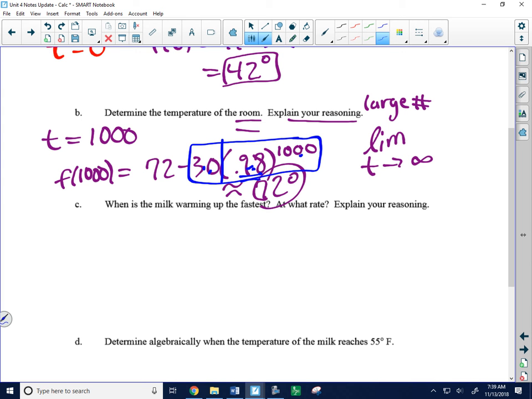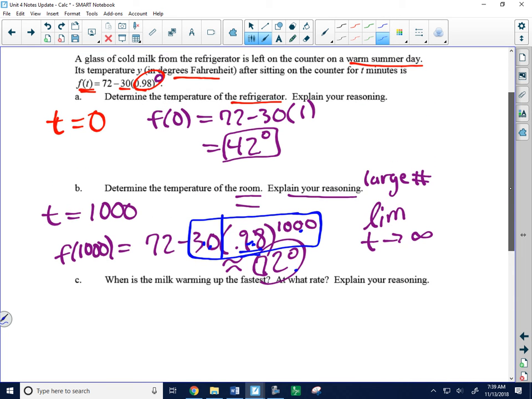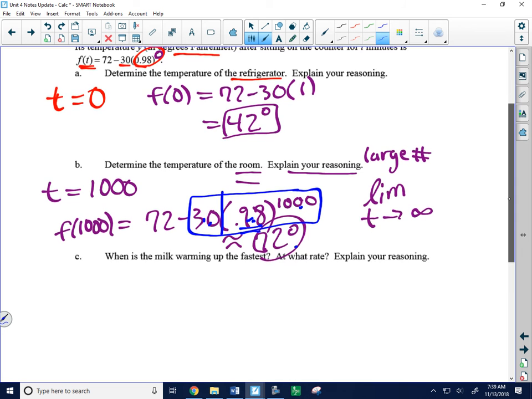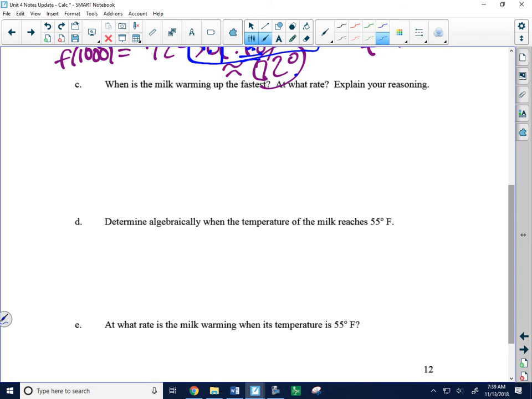So the room temperature is about 72 degrees. Okay, those two kind of work together. One is T 0, one is T infinity. Any thoughts on those two? Okay, let us move on.